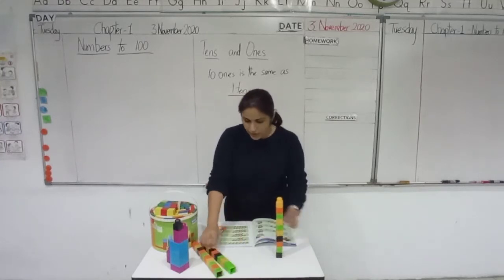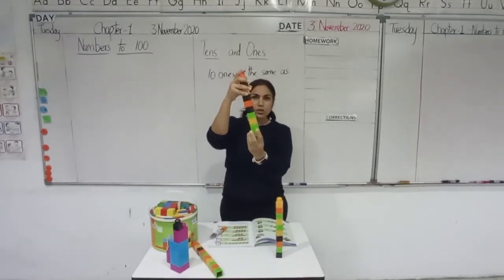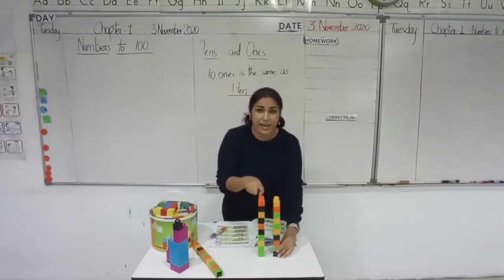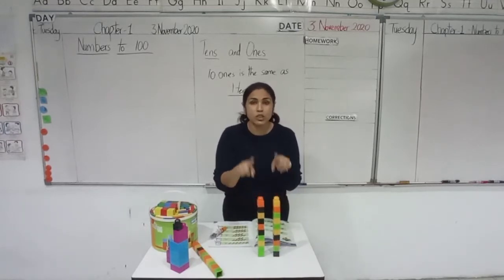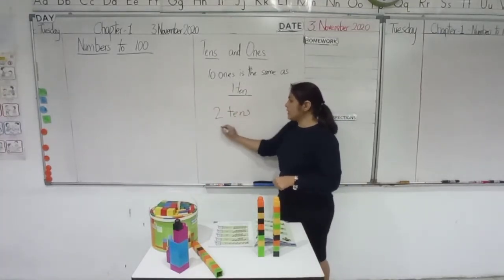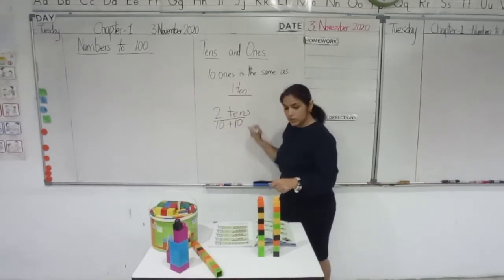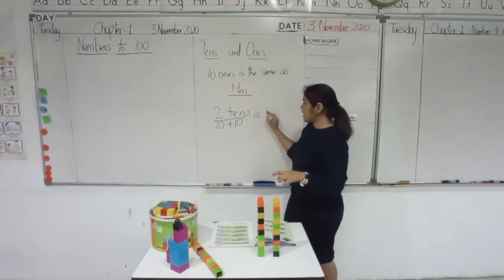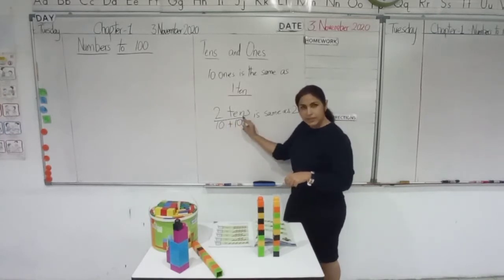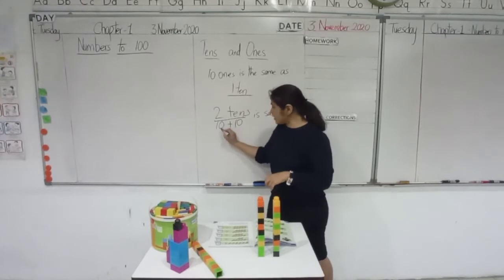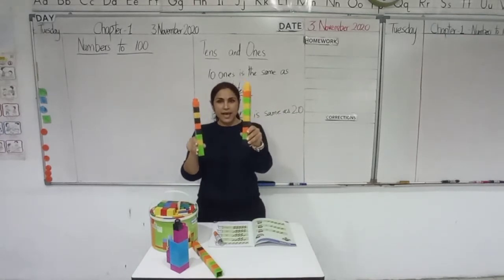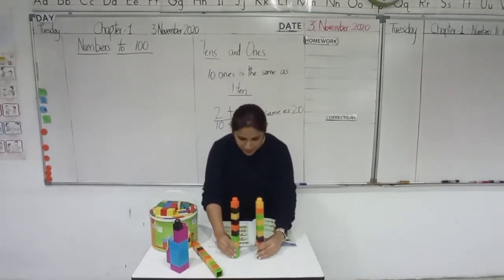Similarly, if you look here, this is also 10. These are also 10 blocks. Look at this. 10 and 10. There are two tens. There are two sticks of tens. So that means two tens is 10 plus 10. Two tens is same as 20. Okay? Do we understand? So there are two tens. So two sticks of tens. 10 plus 10 makes 20.